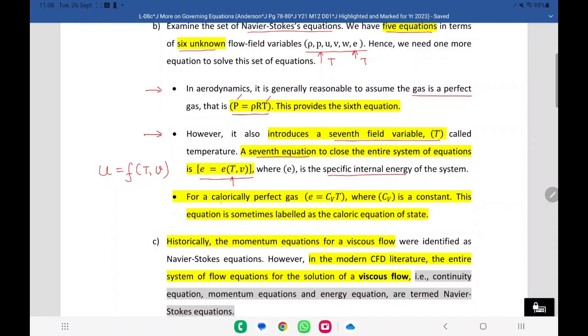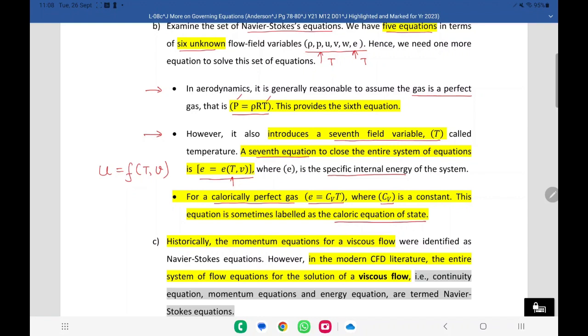Now normally we consider the gas to be a calorically perfect gas, that is E equal to CVT, where CV is a constant. So in most cases the internal energy will not be taken as a function of specific volume or density, but in the limiting case you can take that. And this equation is called the caloric equation of state. Anyway, this is how you deal with it.